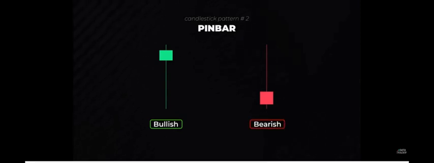Pattern number 2 is the pin bar. A pin bar is a candlestick pattern made up of just one candle, characterized by a large wick on one side and a small body. There are two types of pin bar patterns. A bullish pin bar is when the candle is green, with a longer wick on the bottom, and a bearish pin bar is when the candle is red, with a longer wick on the top.